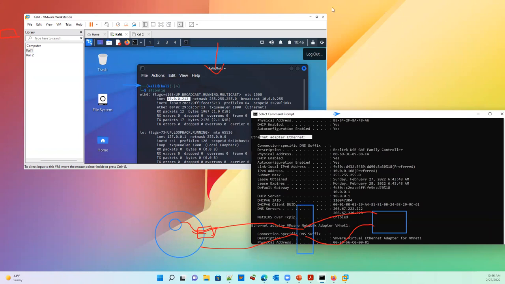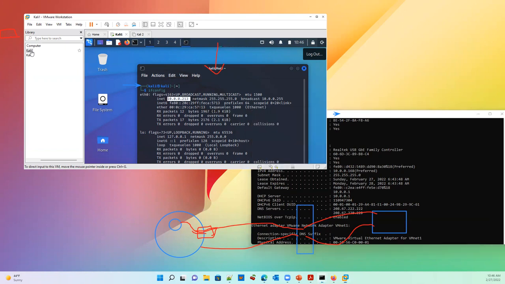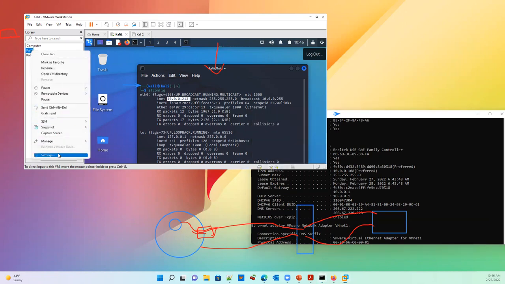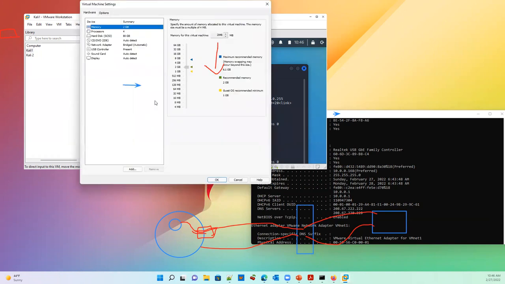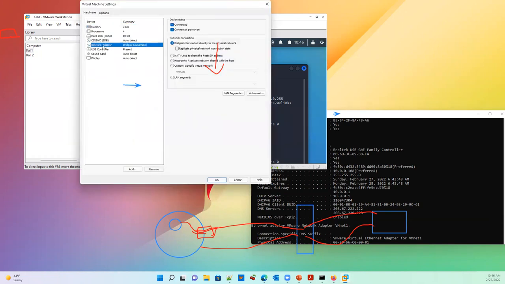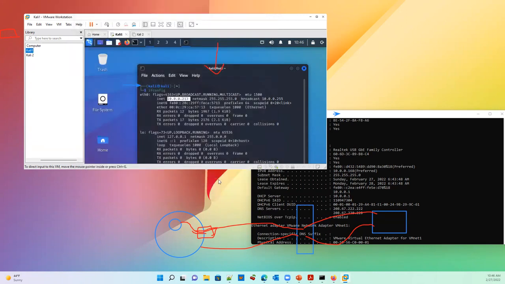Okay. So I have a host, and now we have it in Bridge mode. Let's change my Bridge mode to a different mode. Settings, and then network adapter. Let's change it to NAT. NAT is basically making my host computer become a router. Let's change it, click OK.